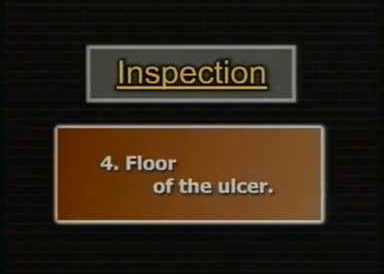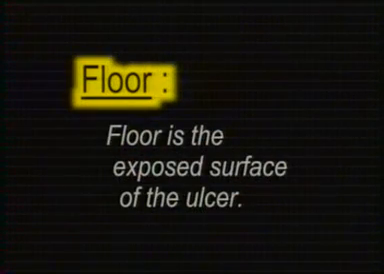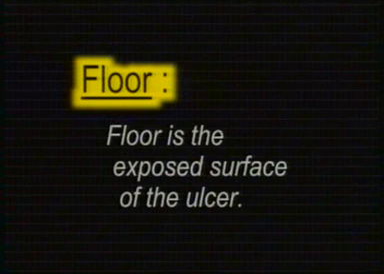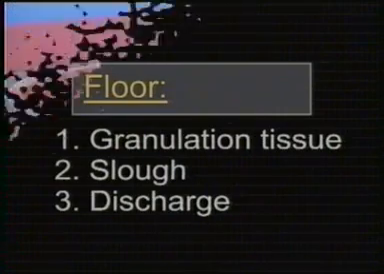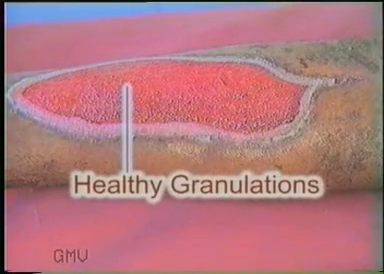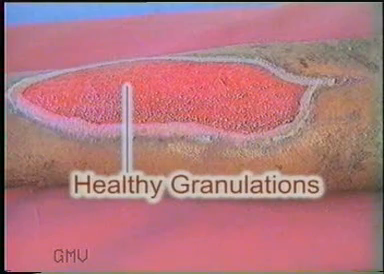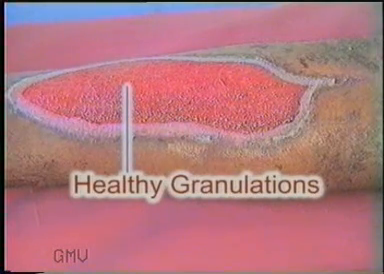Now inspect the floor of the ulcer. Floor is the exposed surface of the ulcer. Note the type of granulation tissue, the amount of slough, and the nature of the discharge. A healthy ulcer shows healthy granulation tissue, no slough, and a small amount of serous discharge.